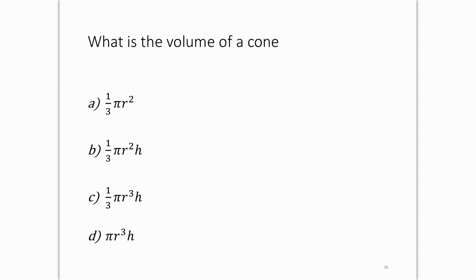What is the volume of a cone? Well, this one, hopefully you remember the trick. There's going to be a 1/3 because it's like a triangle. That's our memory trick. And it's going to be 1/3 pi r squared h, B.